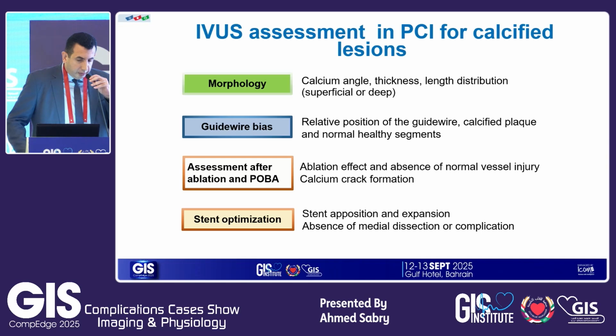The assessment here of the PCI calcified lesion is by morphology, guide wire bias, and the assessment after ablation, and the stent expansion.